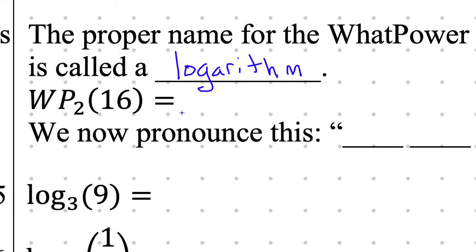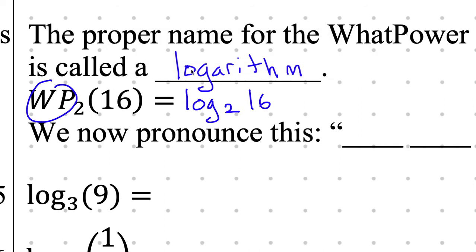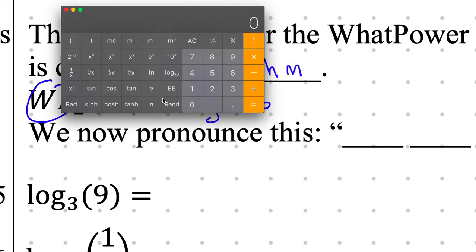All right, so the way that I write this, what power does 2 need to be raised to get to 16, is now going to be written as log base 2 of 16. I'm just replacing the "what power" function with the log function. And log is shorthand for logarithm. I don't want to write out logarithm every single time. You'll notice that calculators have a log button on them. Let me see if my calculator has one. There it is.